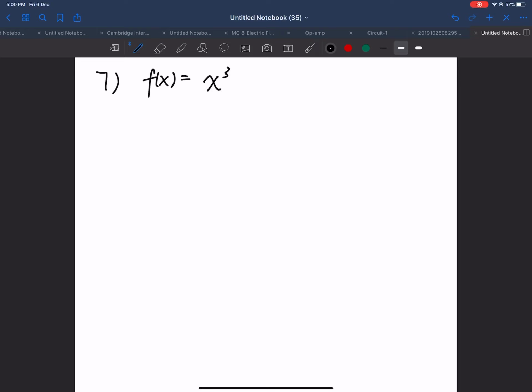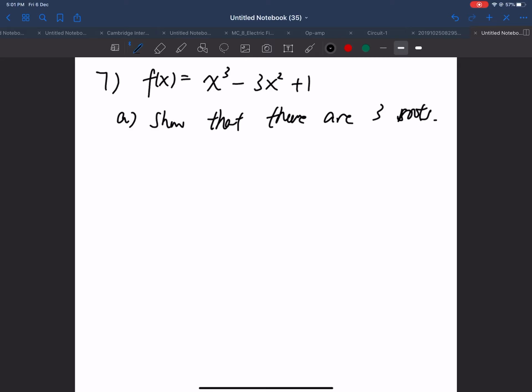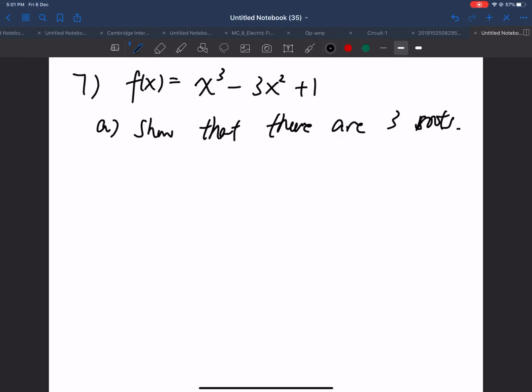Which one? Chapter review 3. This one. Show that there are 3 solutions. 3 roots, okay. How can we do it then? Factorize? No, it's so difficult to factorize. First of all you go polynomial, cube, and then put in all the 3.